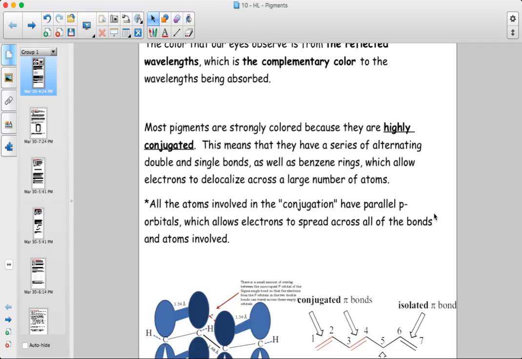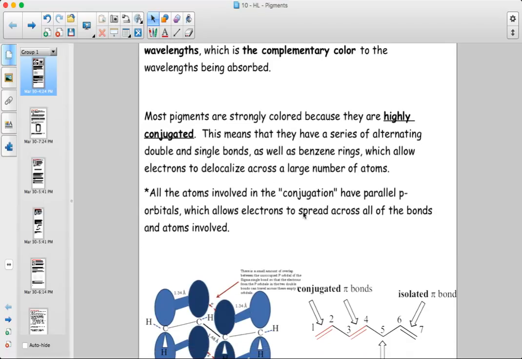Most pigments that we're going to look at, or actually all of these pigments that we're going to look at, are strongly colored because they have a structure that is what is called highly conjugated. So that's going to be an extremely important term to be able to accurately use. They are highly conjugated systems.